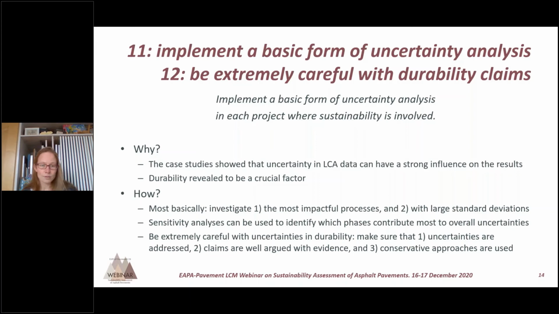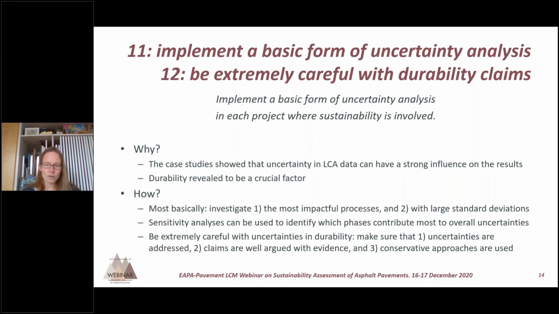So what we would like to suggest to you is that if durability is a topic in your sustainability work or in a project, please make sure that uncertainties are addressed. Please make sure that claims, if they are made, are well argued with preferably also some evidence, for example, laboratory tests or information from abroad. And 3, please be sure that conservative approaches are used.